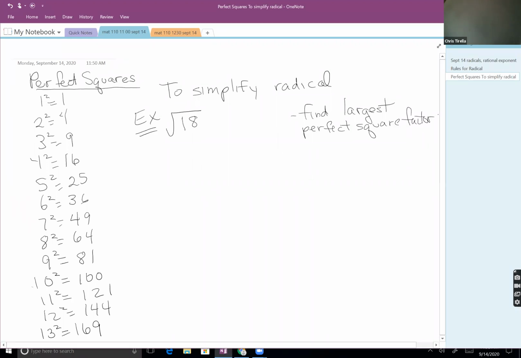So, factor of the radicand. Here my radicand is 18. Which of these perfect square numbers goes into 18 evenly? Four. 9. 9. 18 is 9 times 2.